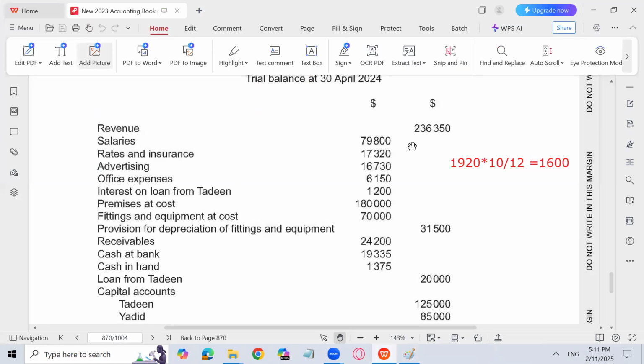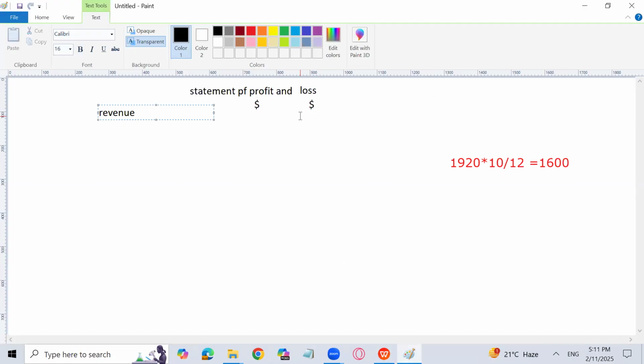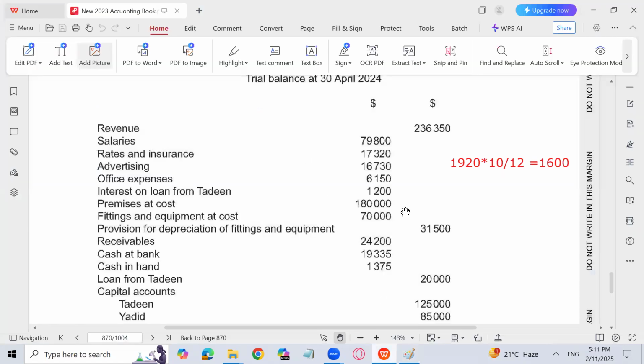That is 236350. At least Vishal, you should bring a calculator, or anybody can use the calculator, because you should not go wrong. I'm doing recording also. So 236350 is the amount of revenue less cost of sales.